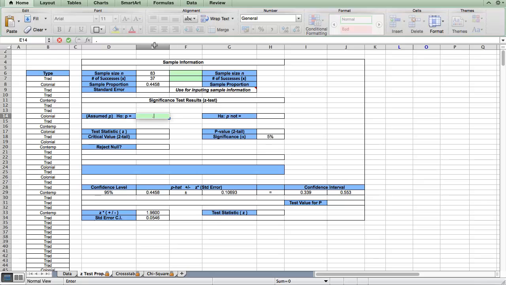So we're looking to see if there's about 50%. Our sample only shows a sample proportion of 44.6%. It's about 45%, a little bit less. But we can see that our sample does not differ significantly from that 50% assumed proportion of contemporaries. Again, the p-value is very high, and the test value of 50% is clearly within the confidence range.